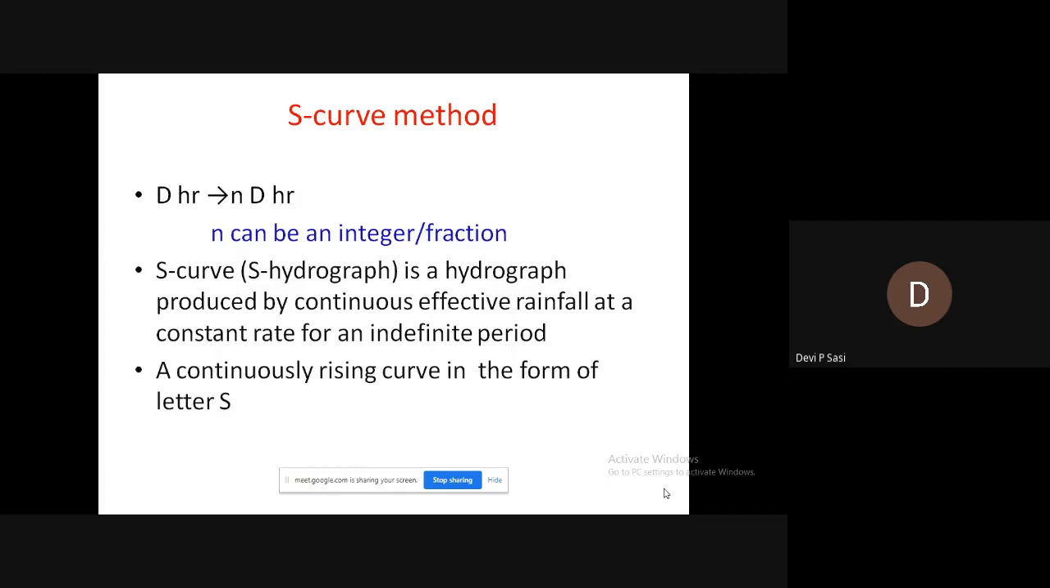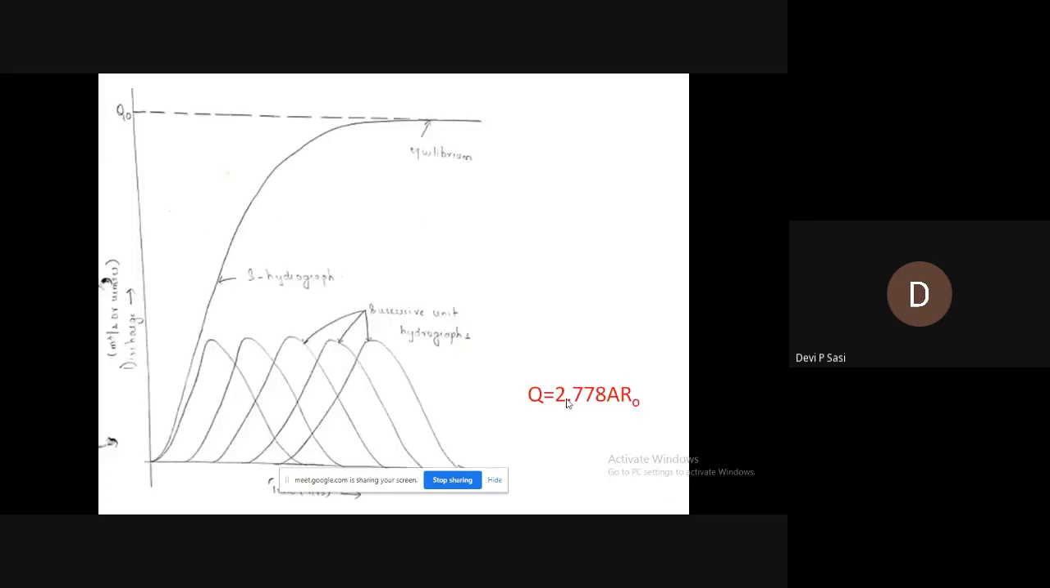So we can talk about the S-curve method. You can see this is an S hydrograph. The S hydrograph is derived by summing up the ordinates of a series of unit hydrographs. Here you can see several successive unit hydrographs.